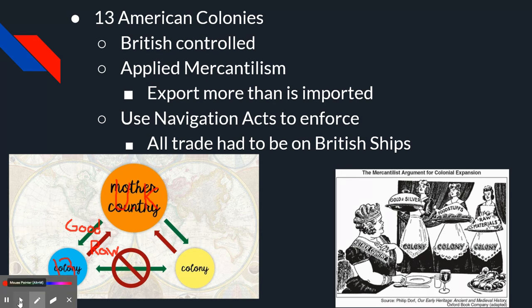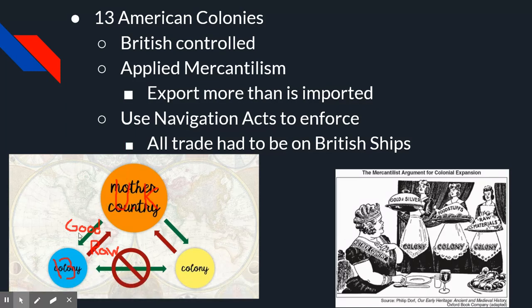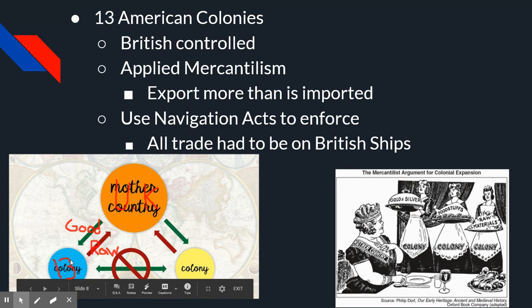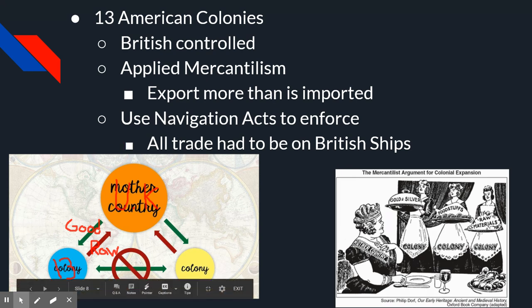So in this cycle, the mother country makes all the money. They get the materials they need, and they're able to extract money from the colonies. If you look at this cartoon over here, you can see the colonies kind of like presenting raw materials to the mother country. The mother country takes what it needs from the colonies for it to survive.